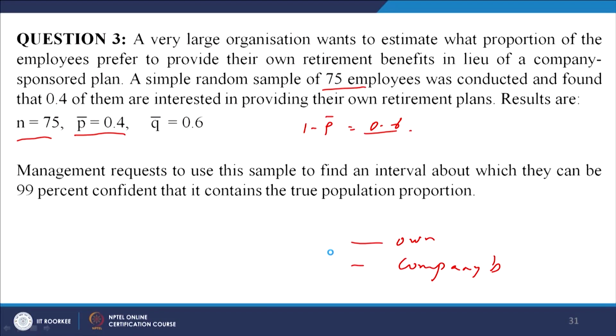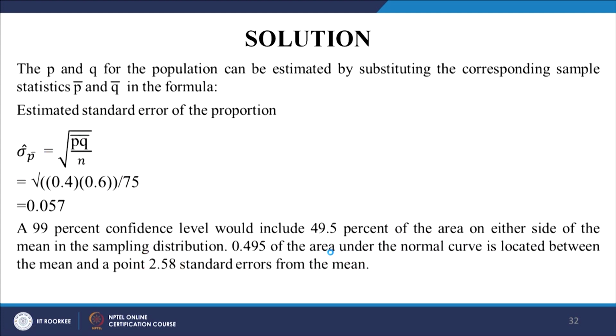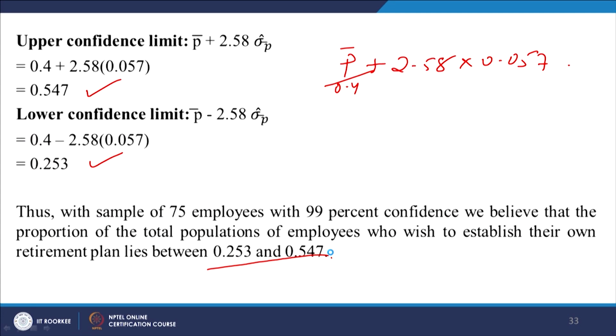If you look at the problem, from here he wanted to check at a 99% level whether the people want their own retirement plans or not. It is saying that the proportion of people who wish to establish their own retirement plan lies between these two values. So, this is the way of calculating the confidence interval when you are talking about proportions.